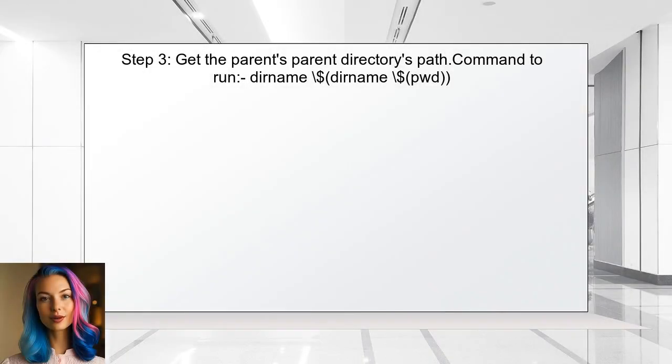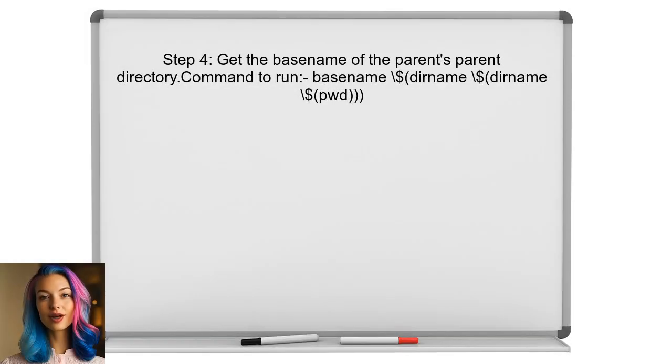Now, to get the parent's parent directory, the user can run the dirname command again on the output from the previous step. This will take them up another level. Finally, to extract just the base name of the parent's parent directory, the user can use the basename command on the output from the last step. This will give them the desired directory name.